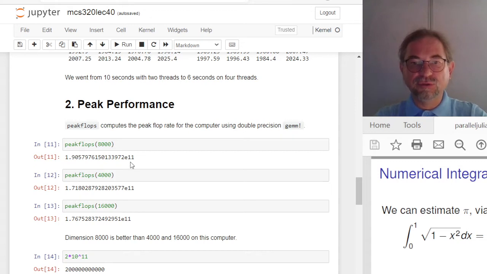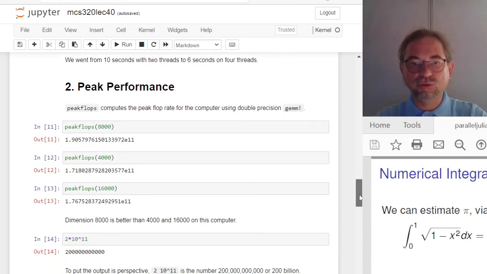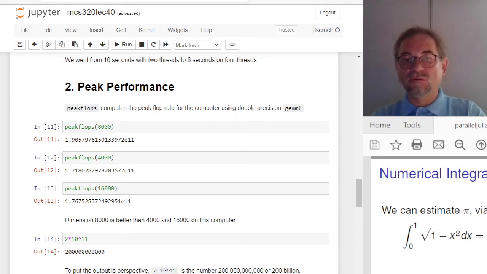So this 2 to the power 11, so this is a 2 with 11 zeros added to it. To read this number and to interpret this number correctly, with 6 zeros we have a million, with 9 zeros we have a billion. If we would have had 12 zeros, we would have had a trillion. So we are not there yet, but still 200 billion floating point operations per second is very impressive.